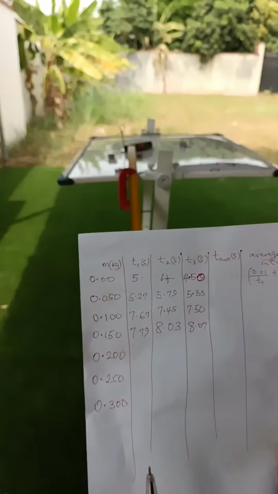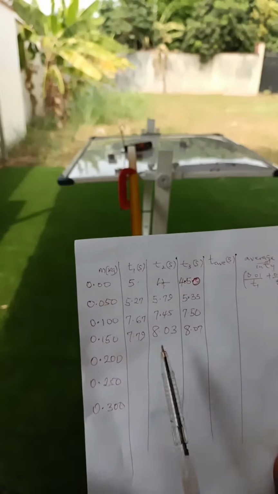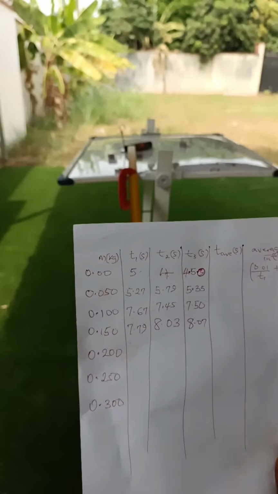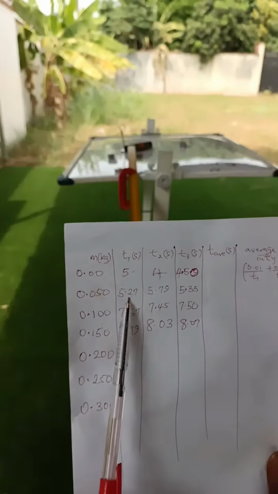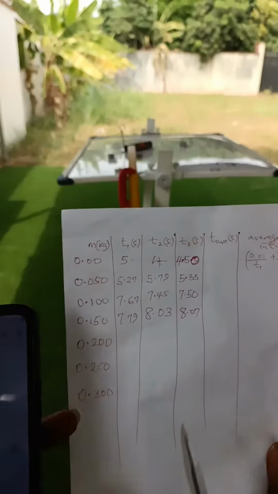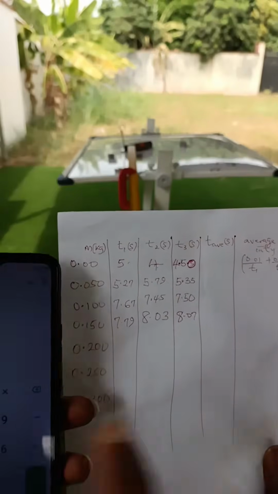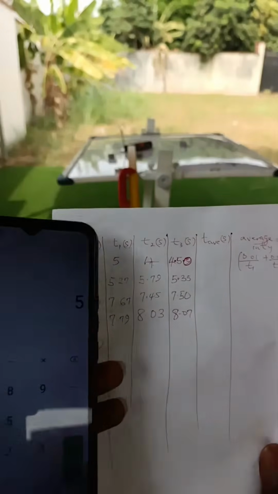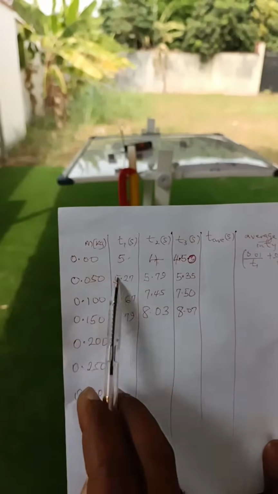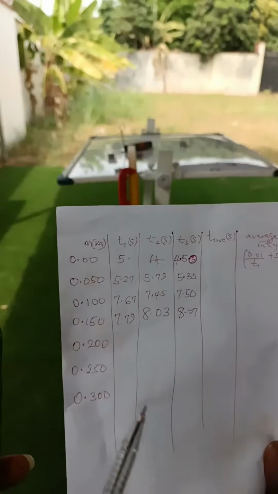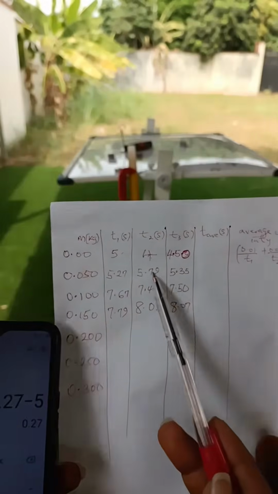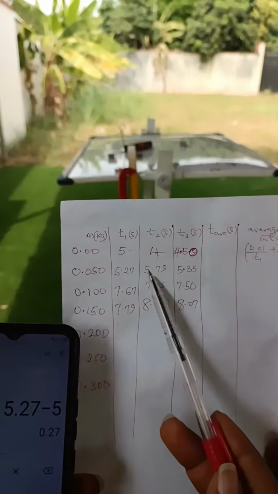But let me tell you guys something. If I were to be in the laboratory, having obtained these values, this is what I would do. If you check the difference between 5 and 5.27, is there about 0.27 or so? If you check the difference here, you would find out something unique. 5.27 minus 5 gives us 0.27. Let us work on this.